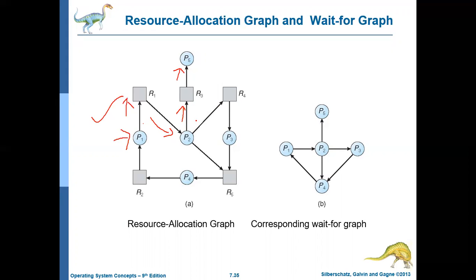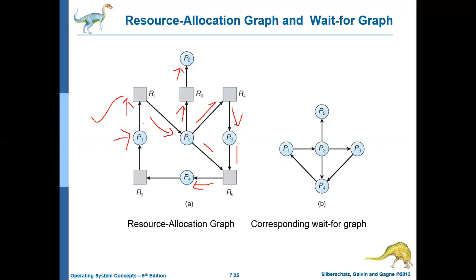And P2 is also requesting the resource R4, whereas R4 is held by P3. And P3 is requesting the resource R5, whereas R5 is held by P4.